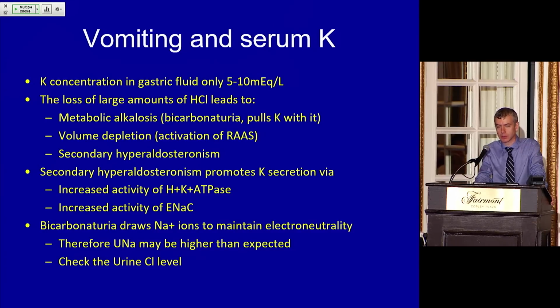The bicarbonaturia draws sodium ions in order to maintain urine electroneutrality, and so in these states of volume depletion with metabolic alkalosis, the urine sodium may be higher than one would typically see with a volume contracted state. In these settings, the urine sodium is not a good surrogate for intravascular volume status. The urine chloride is more helpful in this regard.